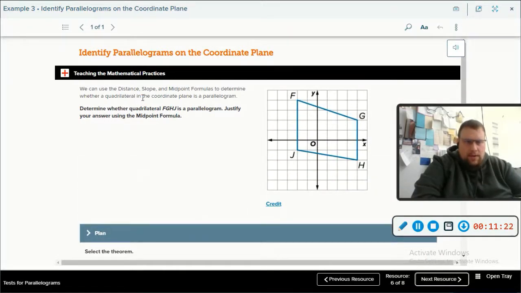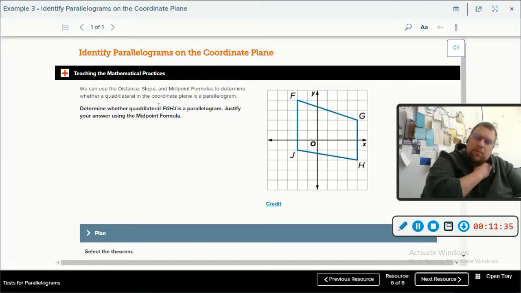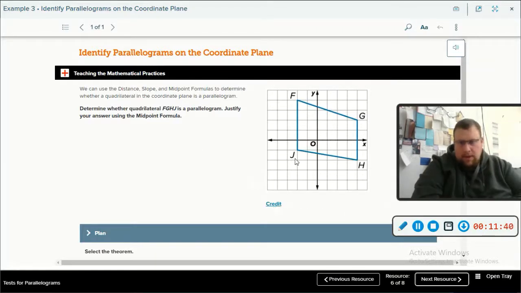We can use the distance, slope, and midpoint formulas to determine whether a quadrilateral in the coordinate plane is a parallelogram. Determine whether the quadrilateral FGHJ is a parallelogram. Justify your answer using the midpoint formula. Okay? Well, here's the deal. I'm going to use the diagonals. If the diagonals each share the same midpoint, then they bisect each other. If they don't, then they don't bisect each other, and it's not a parallelogram.